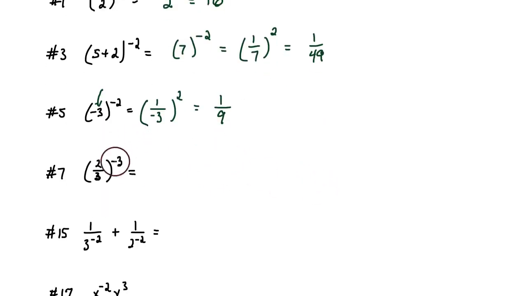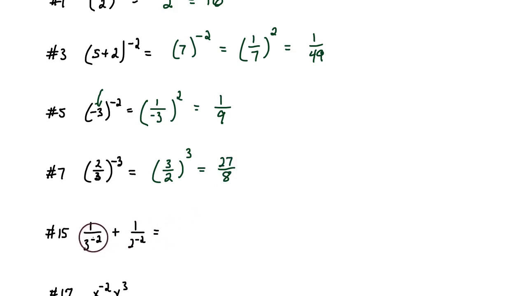Number 7, we have a negative exponent, which makes a reciprocal. So now we have 3 over 2, and it's being raised to the positive 3 exponent. 3 to the third power is 27, and 2 to the third power is 8.